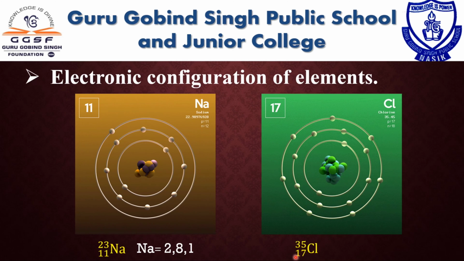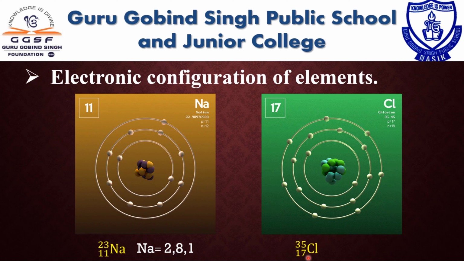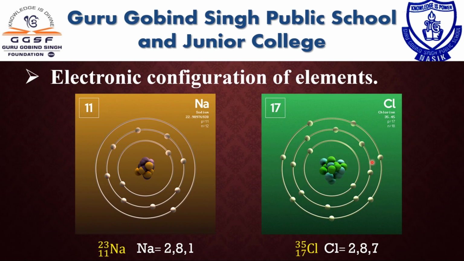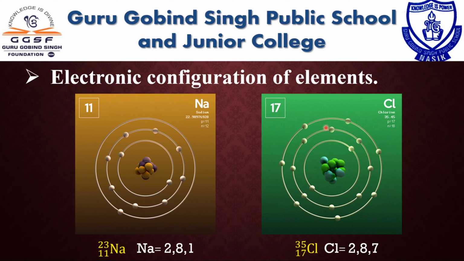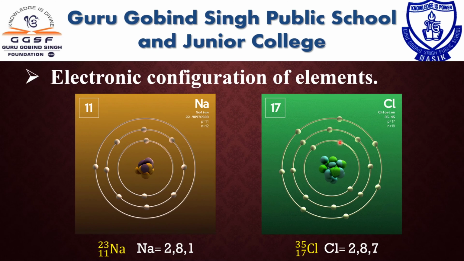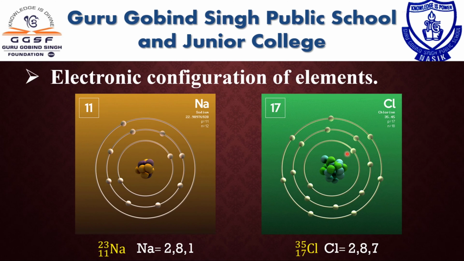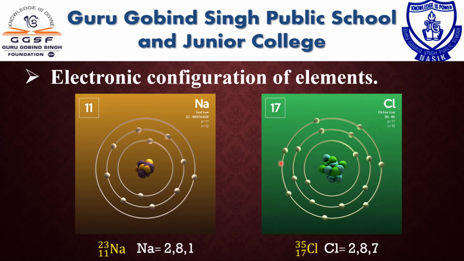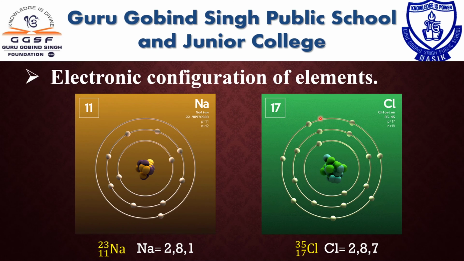The electronic configuration of chlorine is 2, 8, 7. It means the total 17 electrons in chlorine are distributed as 2 in K shell, 8 electrons in L shell and 7 electrons in M shell.